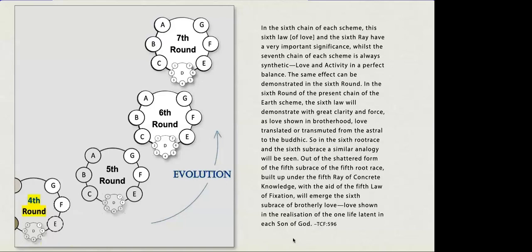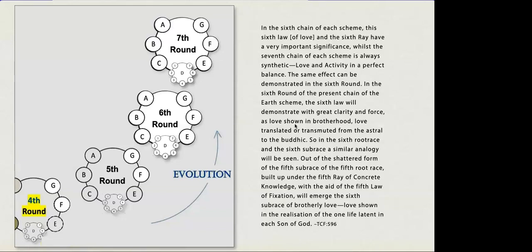So in the 6th root race and the 6th subrace, a similar analogy will be seen. Out of the shattered form of the 5th subrace of the 5th root race, built up under the 5th ray of concrete knowledge, with the aid of the 5th law of fixation, will emerge the 6th subrace of brotherly love, love shown in the realization of the one life latent in each son of God.